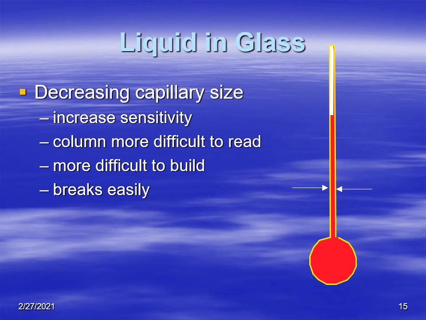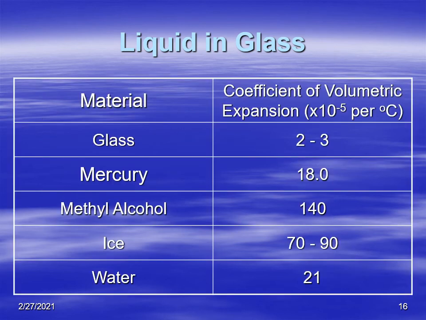So smaller capillaries mean you have greater sensitivity. You'll have a bigger change in the height of the fluid for a small change in temperature. However, if the capillary is very small, then it's really hard to read the height of the mercury or alcohol in the glass. Also, it's more difficult to build. It's really hard to blow a bulb on such a small capillary. And the fluid tends to break more easily. Break meaning that you'll see gaps in the fluid, believe it or not.